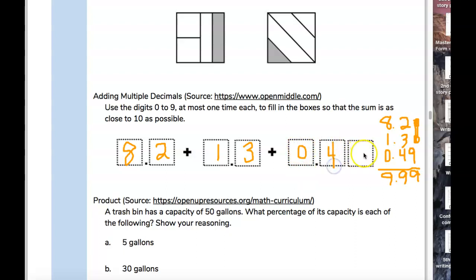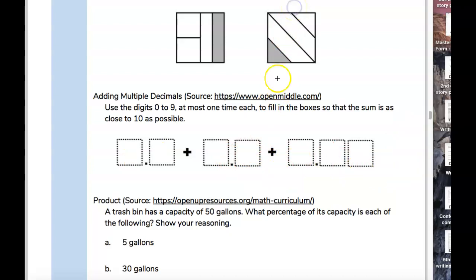Okay. So let's see here. 8.2 plus 1.3 plus 0.49 gives you 9.99. Well, you can't get much closer to 10 than that. That is very close. All right, very good. So you go ahead and play around with it and come up with another one and submit that one. All right, let's move down.